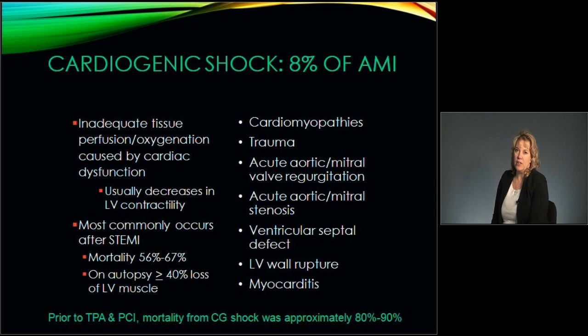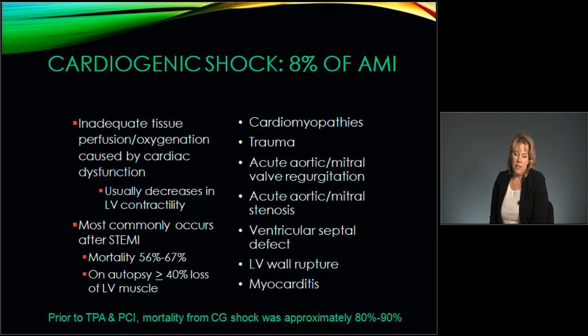Most commonly, cardiogenic shock occurs after an acute MI, and patients that do go into a full-blown cardiogenic shock after a heart attack, then mortality can be as high as 67%. So extremely important that, again, we're looking for signs that the cardiac system is starting to fail. On autopsy, patients that have died of cardiogenic shock have demonstrated that there's been more than 40% loss of the left ventricular muscle, especially with a really large MI.